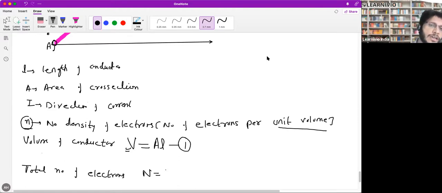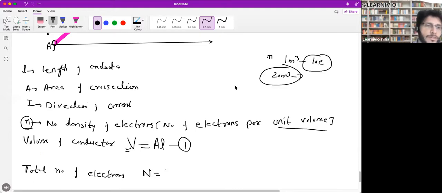Shahzada, I'm saying that in 1 meter cube we have 10 electrons. In 20 meter cube, can you calculate the number of electrons? So it will be 200. How do you calculate 200? Use the same logic here. Small n is number of electrons in unit volume. So what will be the number of electrons in volume V?